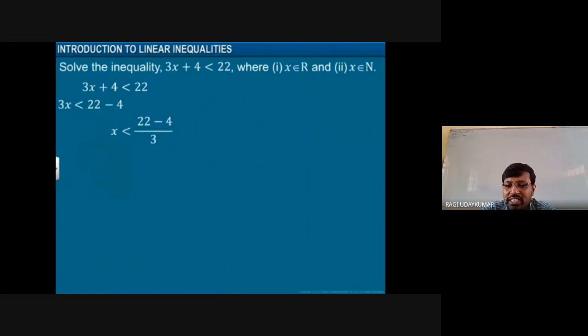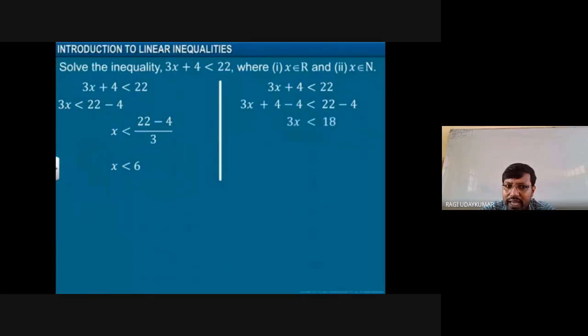So on both sides, next we divide by 3. So x less than 18/3, x is less than 6 you are going to get. 6 से less than values. So what is the first solution? Real numbers it is given. Yes, directly you can do it.